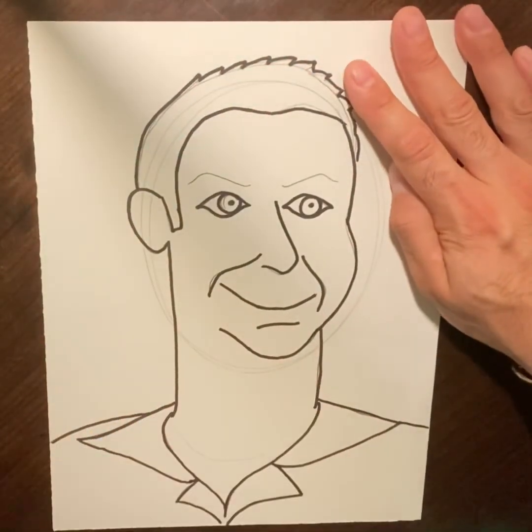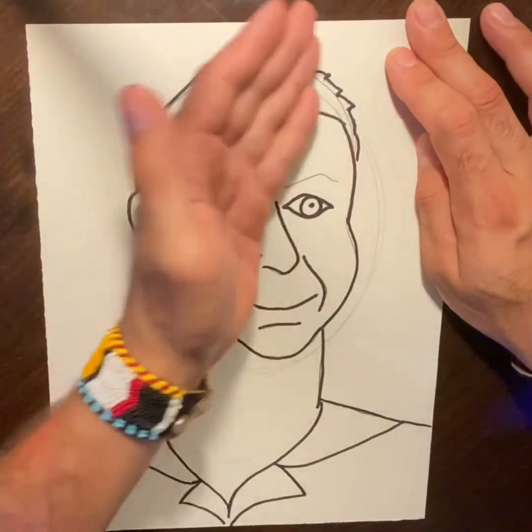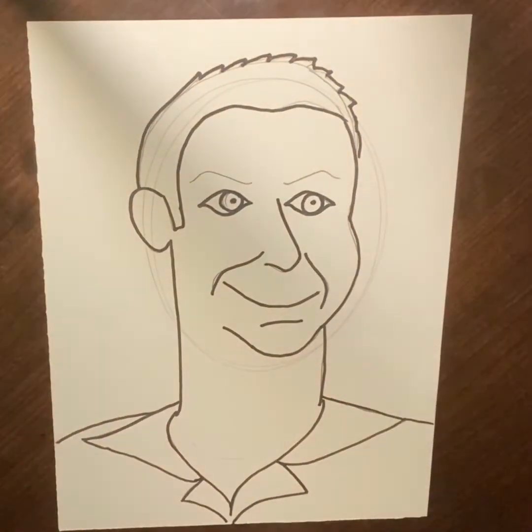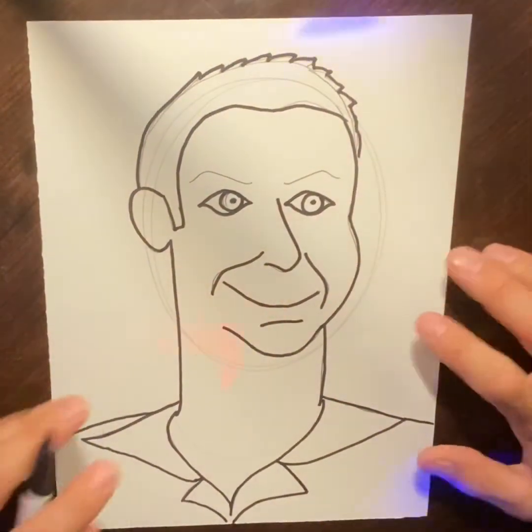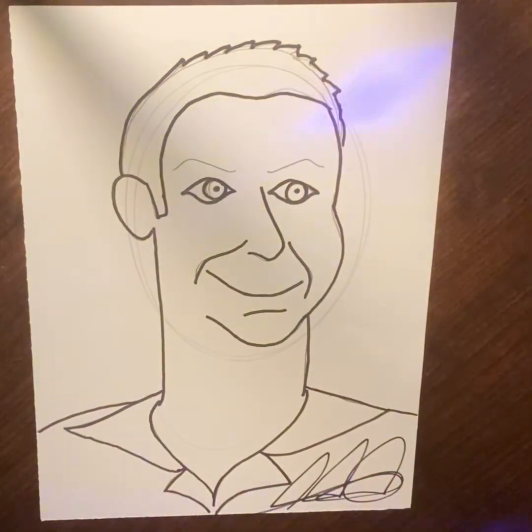and erase all the extra lines on your paper. Look at that oval. Look at that oval that we started with, and look at what we ended with. Alright, go ahead and sign your work. I'm going to go ahead and put my name on the bottom, just like that.